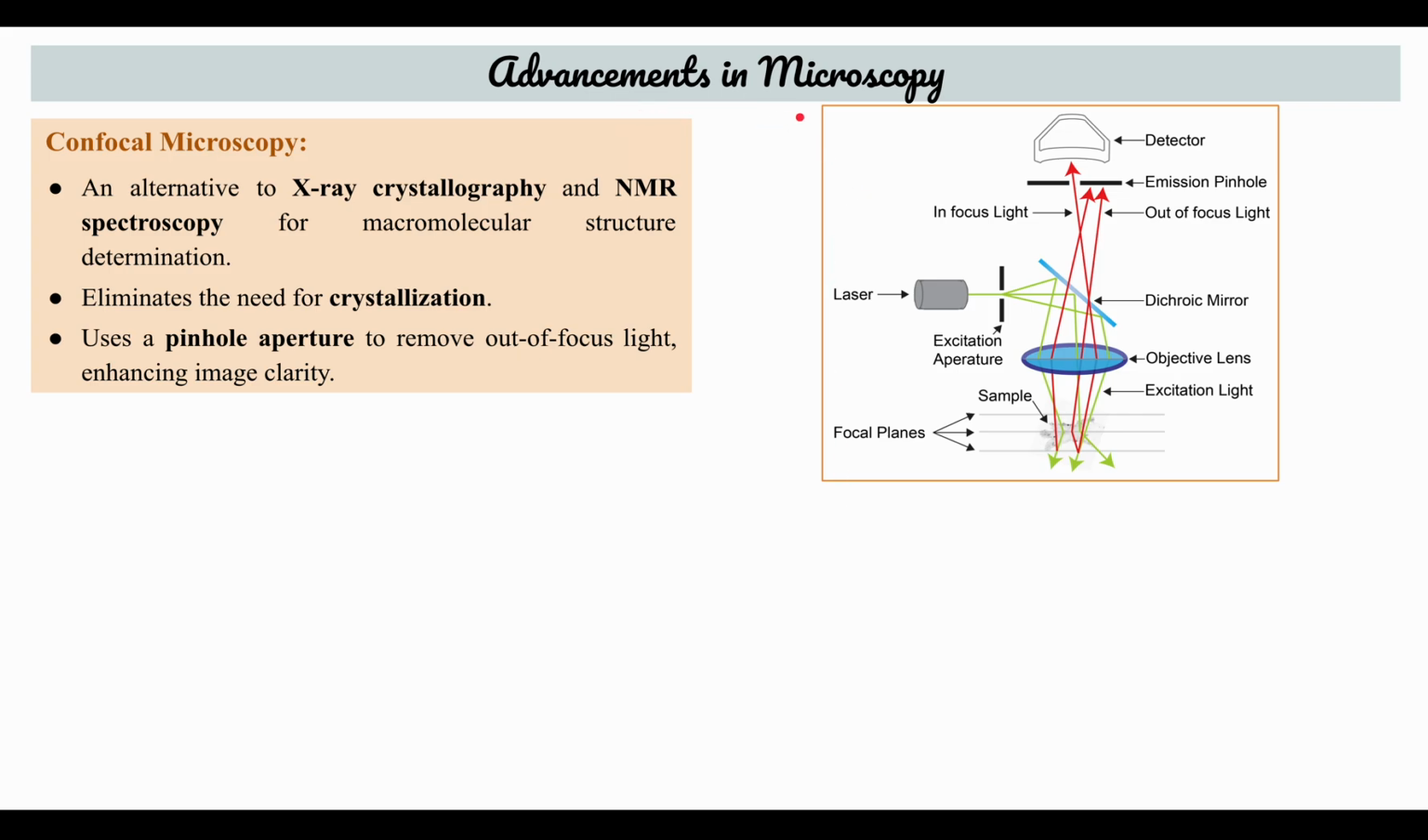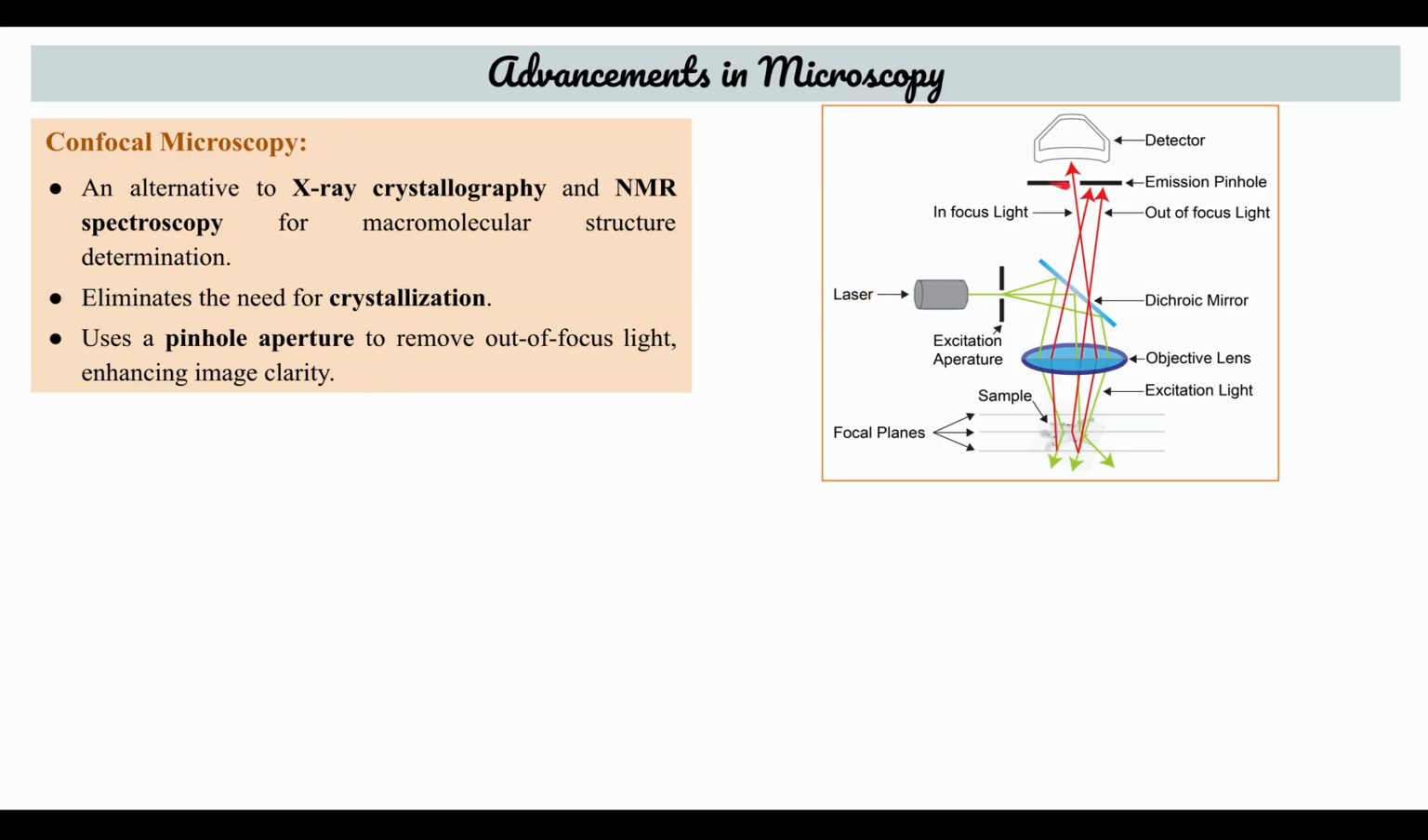Some advancements are confocal microscopy. It is an alternative to X-ray crystallography and NMR spectroscopy for macromolecular structure determination. In the previous session, when we were talking about Raman spectroscopy, we discussed that in the application of Raman spectroscopy, which was Raman microscopy, the microscope used was the confocal microscope. Similarly, this is an alternative, as it eliminates the need for crystallization, and it uses a pinhole aperture to remove out of focus light, and in this way it enhances the image clarity.